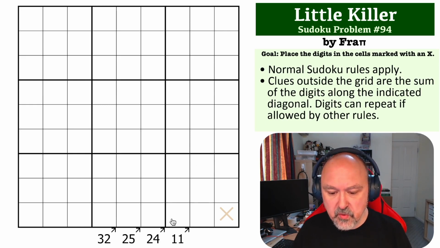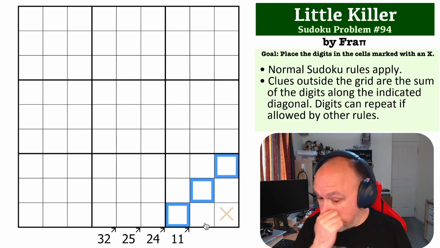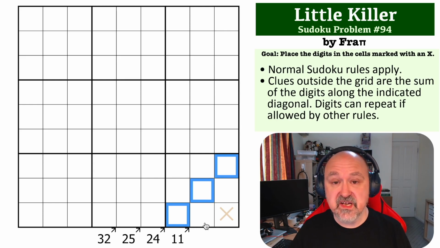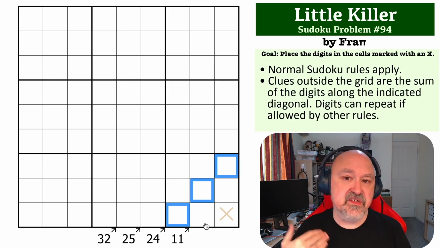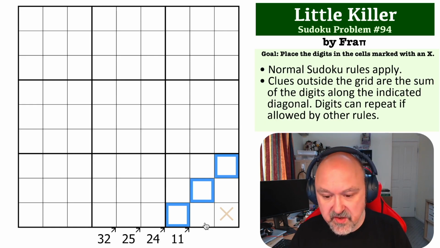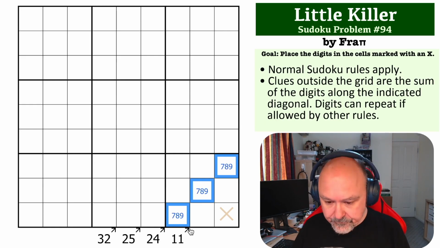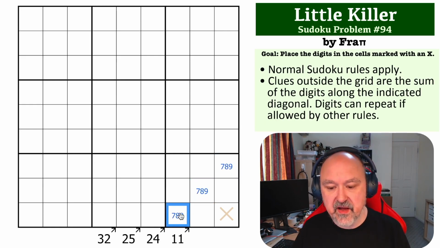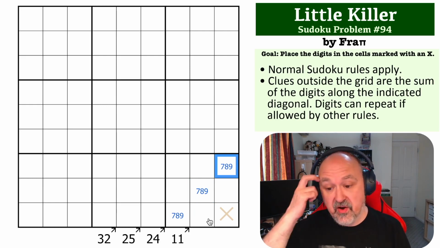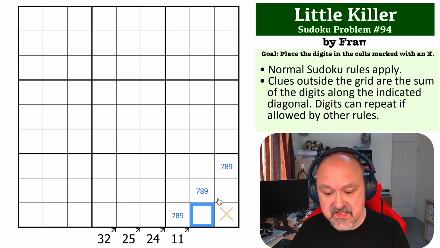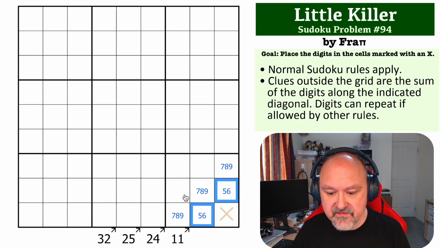So what we want to do is look at these clues, and we realize that this is 24 in three cells that all see each other. That means they must be the maximums. 9, 8, and 7 are the largest Sudoku digits. Add those together, you get 24. So this becomes 7, 8, 9. This is an 11 clue now that can't include 7, 8, 9. The highest digits we have available are 5 and 6, which sum to 11, so these become 5, 6.